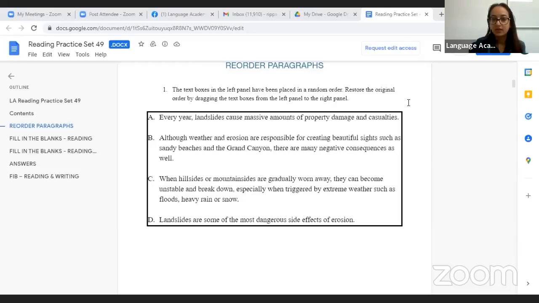Jagruti, half correct. At least one correct.